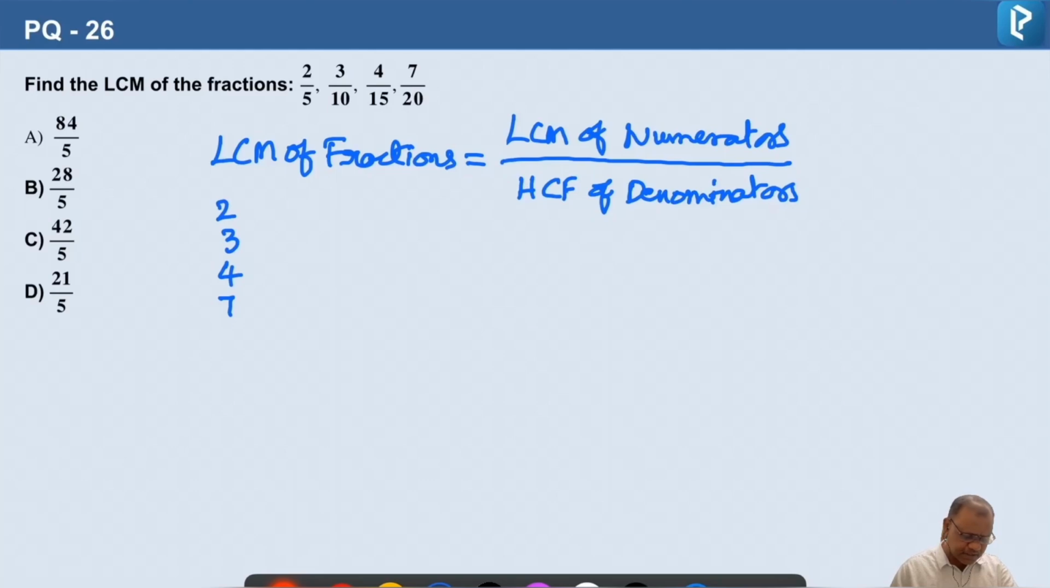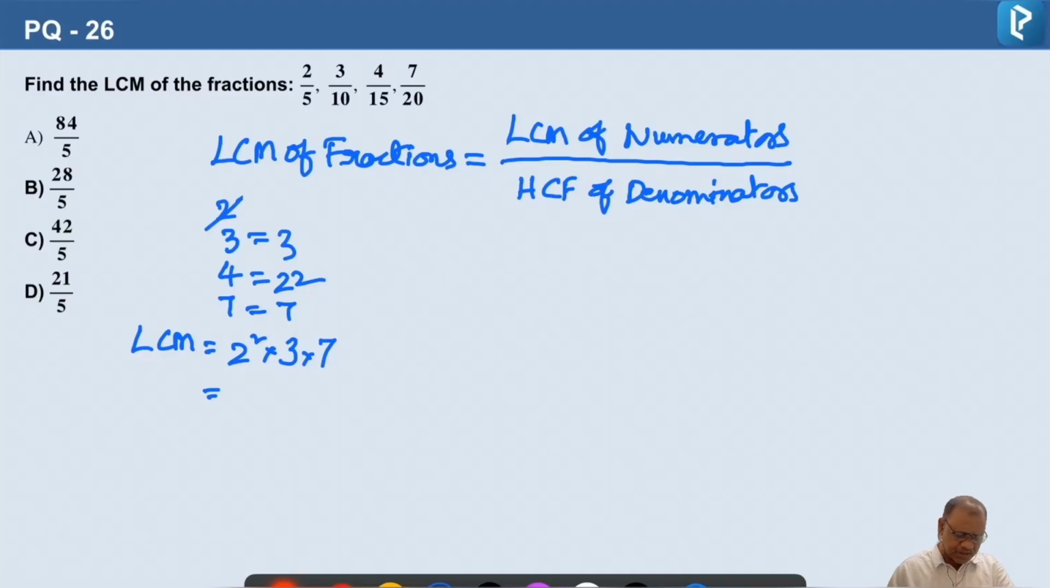2 is a factor of 4, so eliminate it. 3, 4 and 7 are all only ones, so you should directly multiply. So what is the LCM here? 2 square into 3 into 7. 4 threes are 12, 12 sevens are 84. So the numerator is 84.